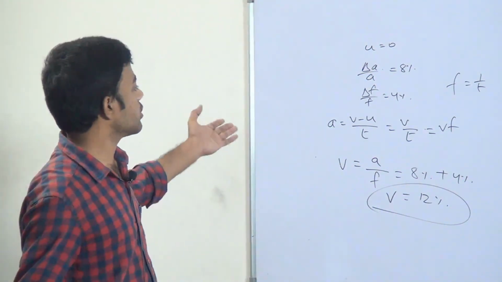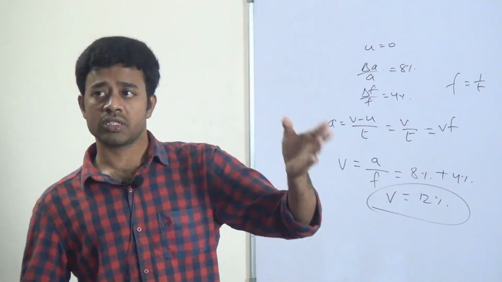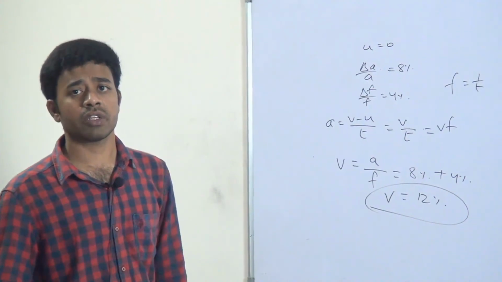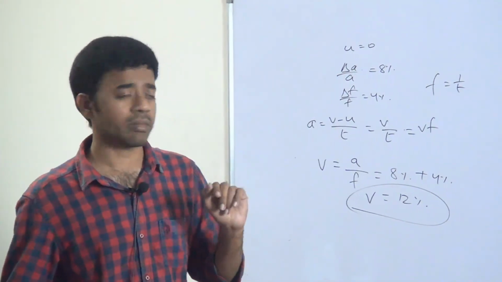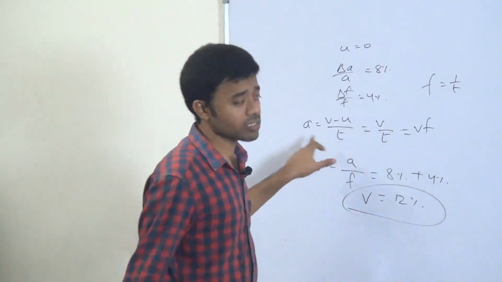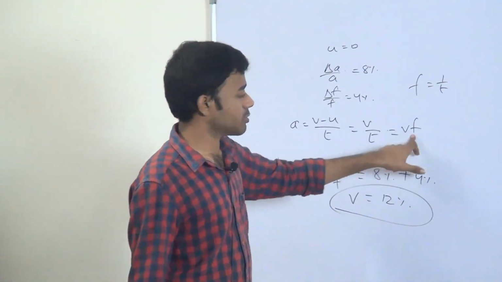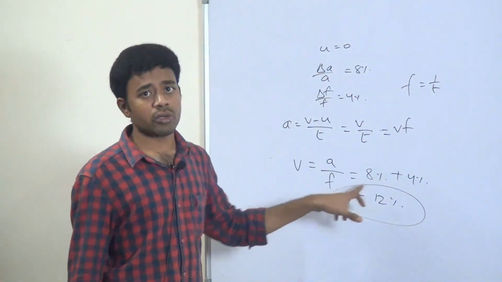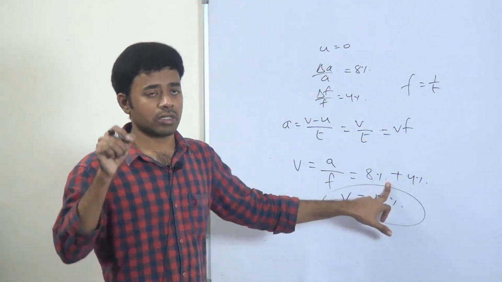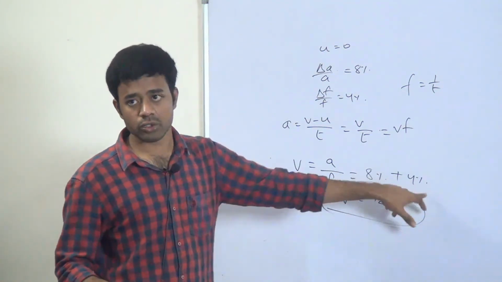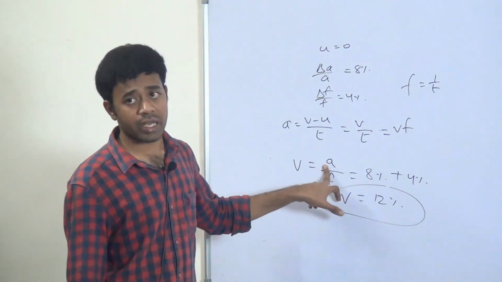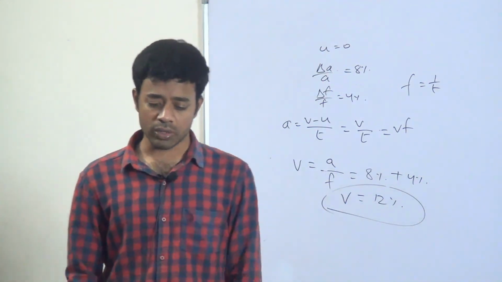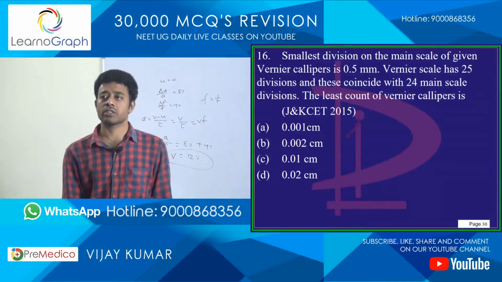As we know, acceleration equals change in velocity by time. The object starts from rest, so you take u as 0. So a equals v by t, and we also know frequency is inversely proportional to time, so f equals 1 by t. So acceleration equals v into f, but since he is asking the uncertainty in the speed, v equals a by f. Given in the form of a division, you have to add the two errors. The error in acceleration is 8% and the error in frequency is 4%, so 8% plus 4% gives 12% error in speed.